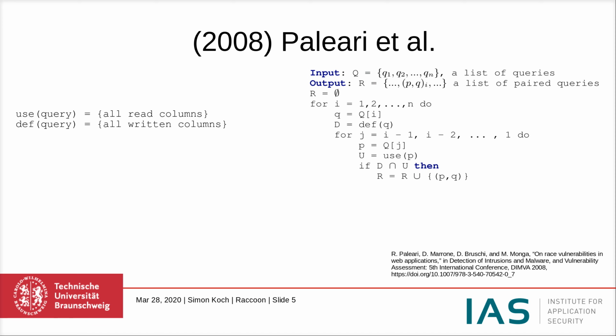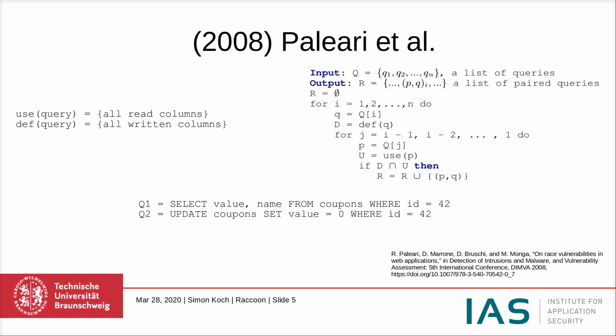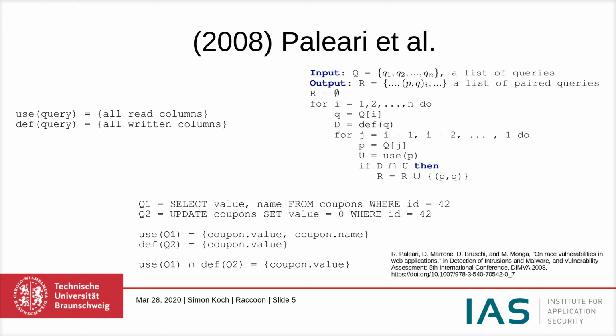As an example, let's assume two queries Q1 and Q2. Q1 reads from the table coupon and Q2 writes to the table coupon. When applying use to Q1, we can see that Q1 reads the columns value and name, whereas when we apply define on Q2, we see that it writes the column value. When we calculate the intersection between the two returned sets, we can see that they intersect on the column value, and thus the two queries are interdependent.